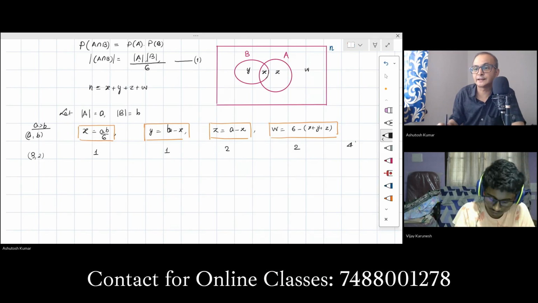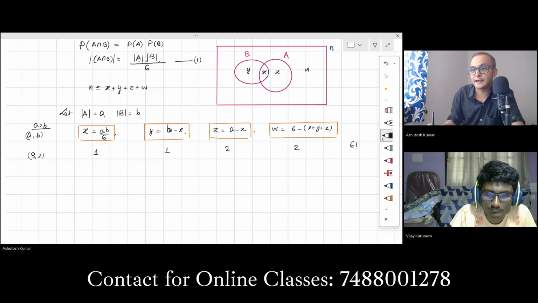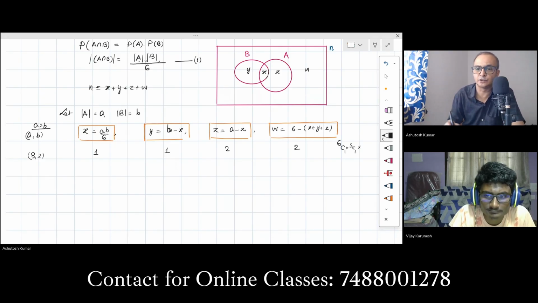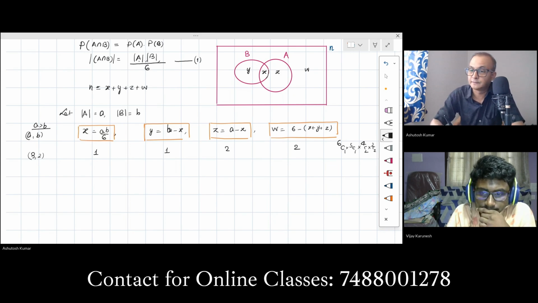6 factorial into 2 factorial, 2 factorial, 1 factorial, 1 factorial. Understanding why it is happening? If you don't understand, let's see. Out of 6, I have given 1 to that. Then 5C1 into 4C2 into 2C2, correct?